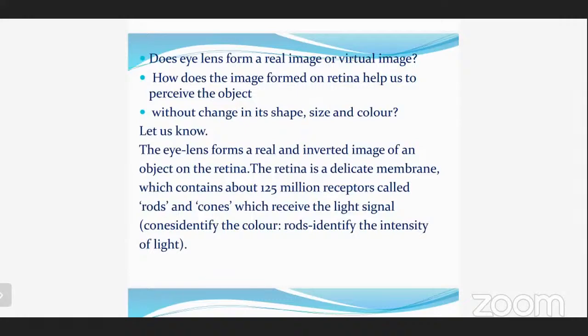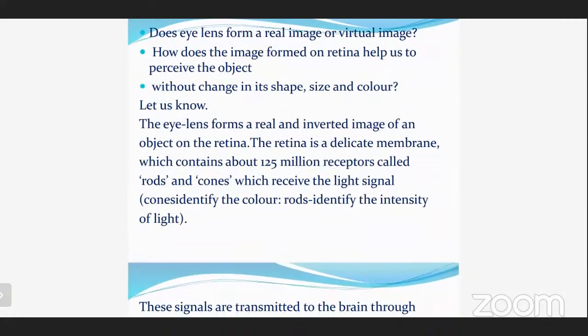The retina is a delicate membrane which contains about 125 million receptors called rods and cones. In the figure, you observe the retina. So the retina has rods and cones. What is the work of rods and cones?